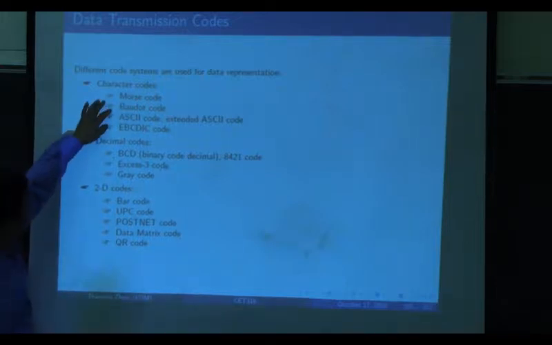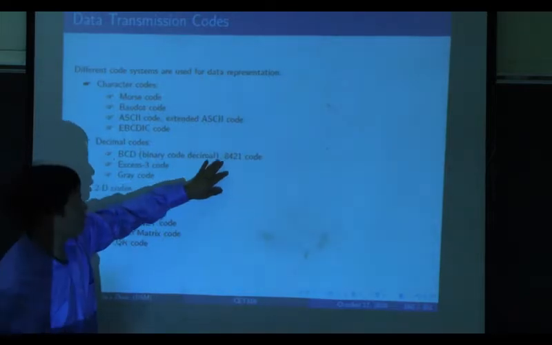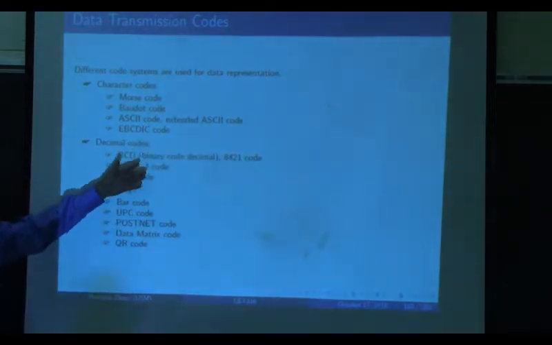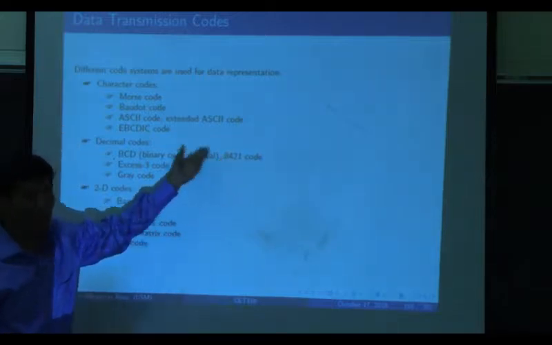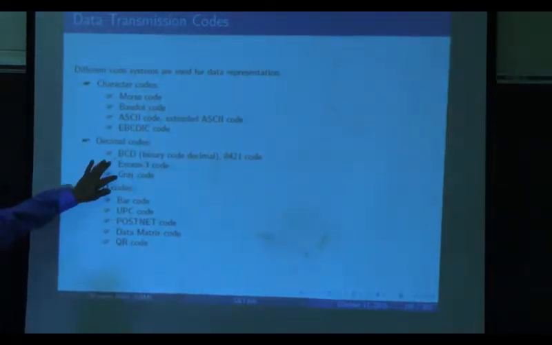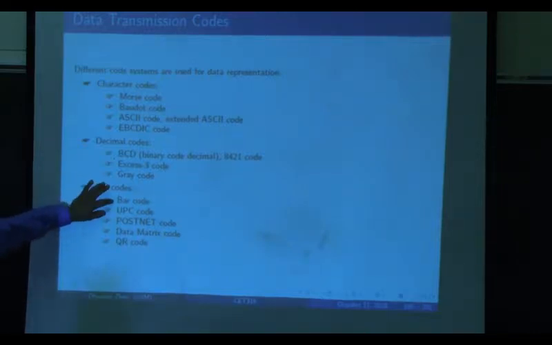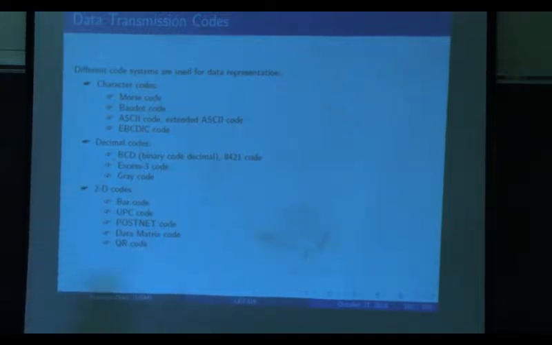Alright, so Morse code, Baudot code, and ASCII, everybody knows this, right? And EBCDIC, and that's BCD code, the 8421 code, everybody knows this, right? This is just binary. The first digit represents 1, the second digit the weight is 2, then 4, then 8. Okay, XS-3 code, Gray code, right? All these are one-dimensional codes. And we have some two-dimensional codes, which means it must be on a surface. So barcode, everyone knows that, right? Okay, UPC code, POSTNET, Data Matrix, and QR code. We are going to discuss several of these.